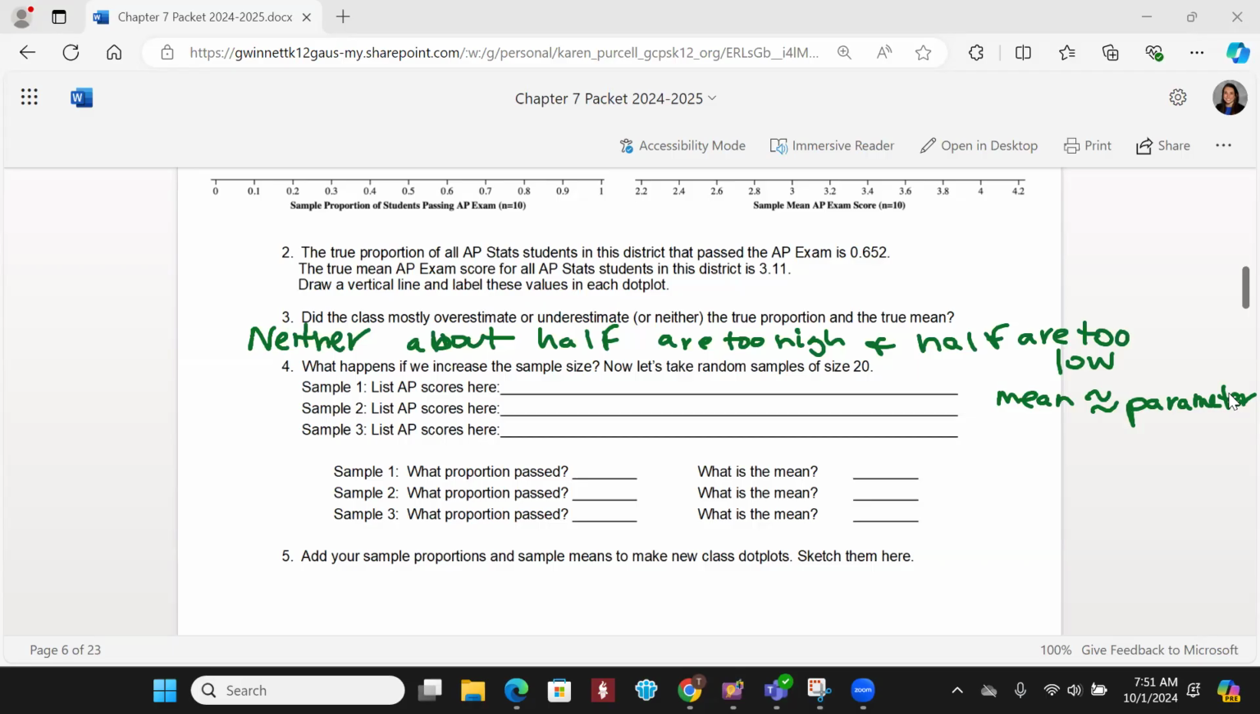What happens if we increase the sample size? So if we took 20 instead of 10. So let's say that three different people in this classroom did a sample, and this was our result. 5, 3, 1, 2, 4, 3, 4, 1, 3, 3, 4, 3, 5, 2, 5, 2, 3, 5, 5, 3.